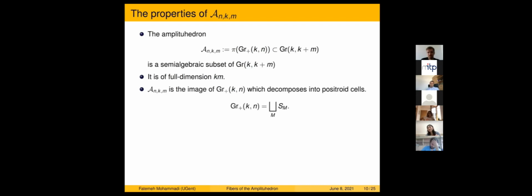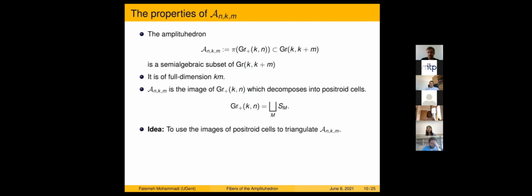And since this is the image of the positive Grassmannian, which has this nice decomposition into positroid cells, the idea is to find a collection of positroid cells whose images can also be used to decompose the amplituhedron.